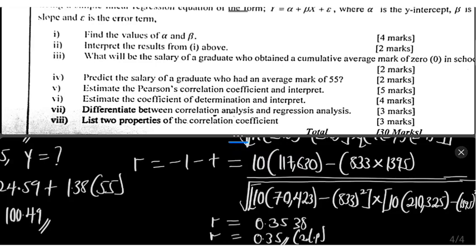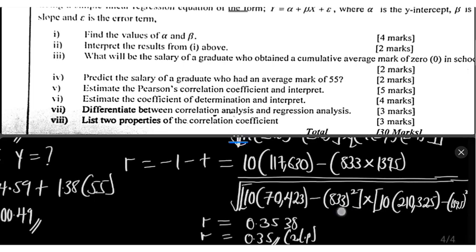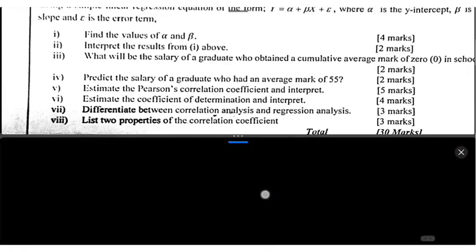And then VI, we are asked to estimate the coefficient of determination and interpret. So let's see how we estimate the coefficient of determination and interpret that. Let's see how we also estimate that. So to estimate, that's VI, to estimate the coefficient of determination and interpret.